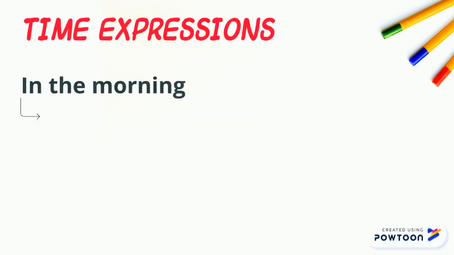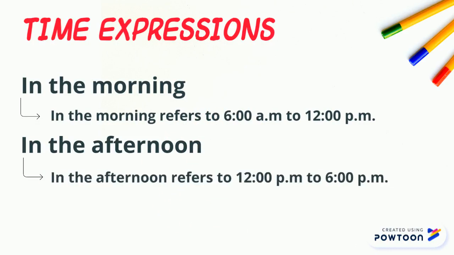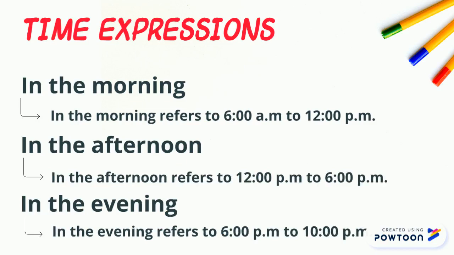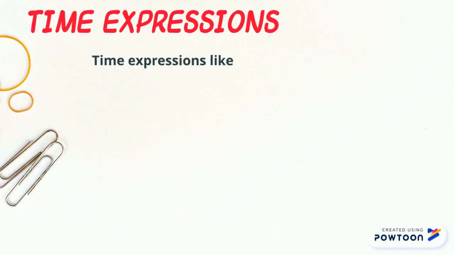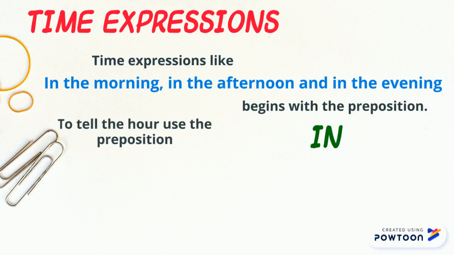Time expressions. In the morning refers to 6 a.m. to 12 p.m. In the afternoon refers to 12 p.m. to 6 p.m. In the evening refers to 6 p.m. to 10 p.m. Time expressions like in the morning, in the afternoon, and in the evening begin with the preposition in. To tell the hour, use the preposition at.